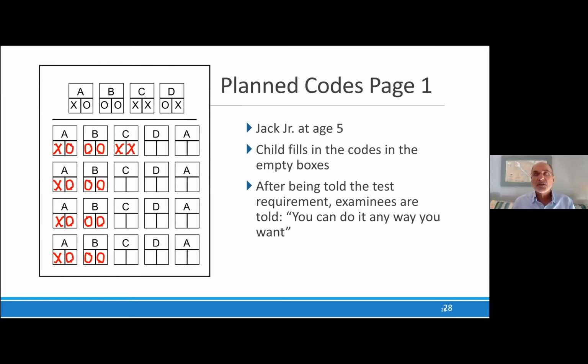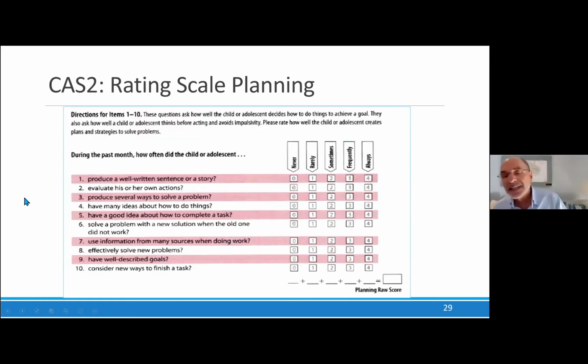So Jack Jr., who's now 30, when I gave him this very simple little task, I explained to him that he had to put XO under the A's and OO under the B's, and XX under the C's. And I said to him, after I explained the task, I showed it to him, you can do it any way you want. So he did the A's, then he did the B's, and then he started the C's. So I just stopped him because clearly, this wasn't a real test, it was just the illustration. But to show that he was thinking strategically. And that's what we want to get at with all the planning tests on the CAS.